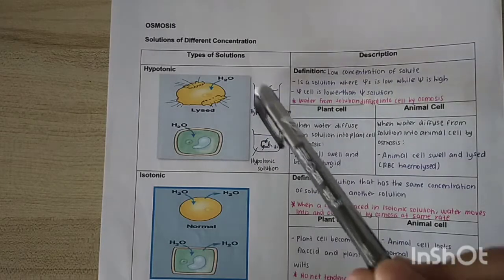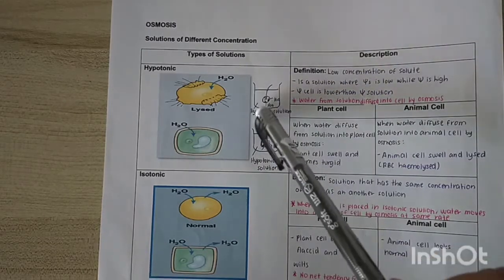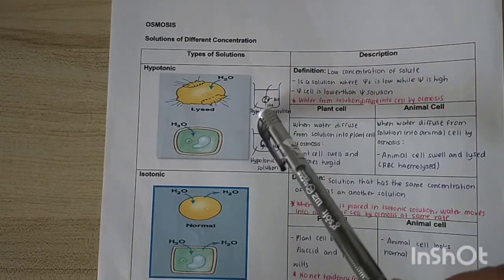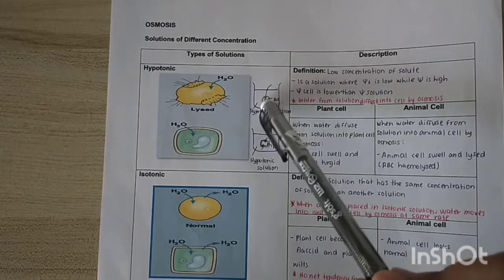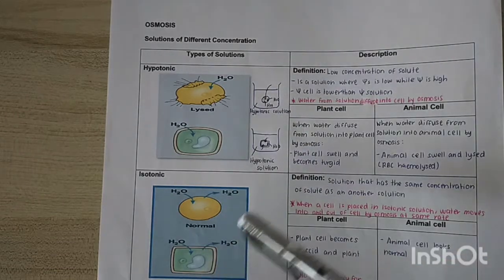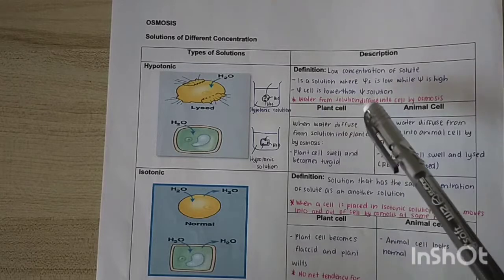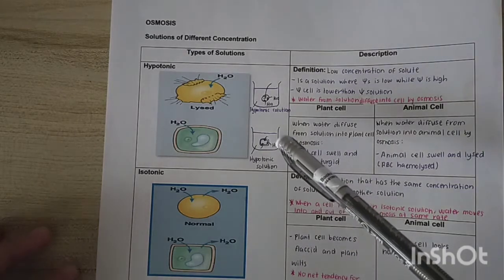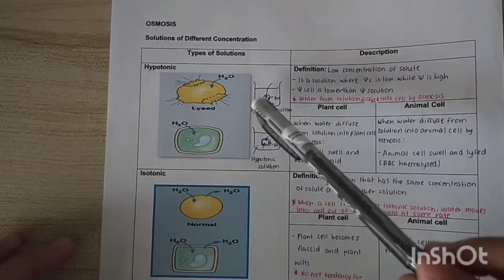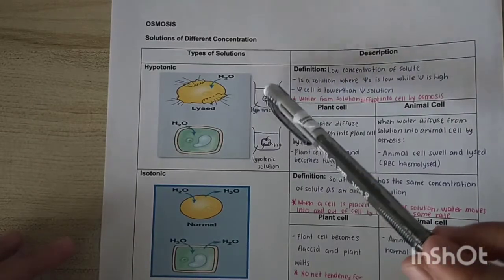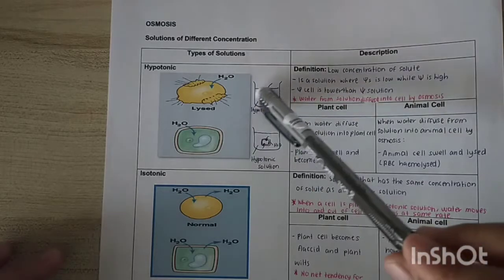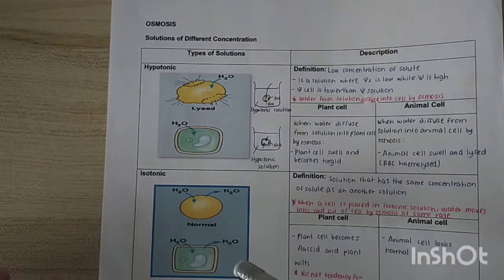Saya dah lukis dekat sini. So since the hypotonic solution has high water potential, this solution has high water potential compared to the water potential in the cell. So what happened? Water from solution will diffuse into the cell by osmosis. Because of what? Kalau kita relatekan dengan konsep osmosis, water moves from high water potential to low water potential. So since water potential in the solution is higher than water potential in the cell, it means that water from solution will move into the cell by osmosis.